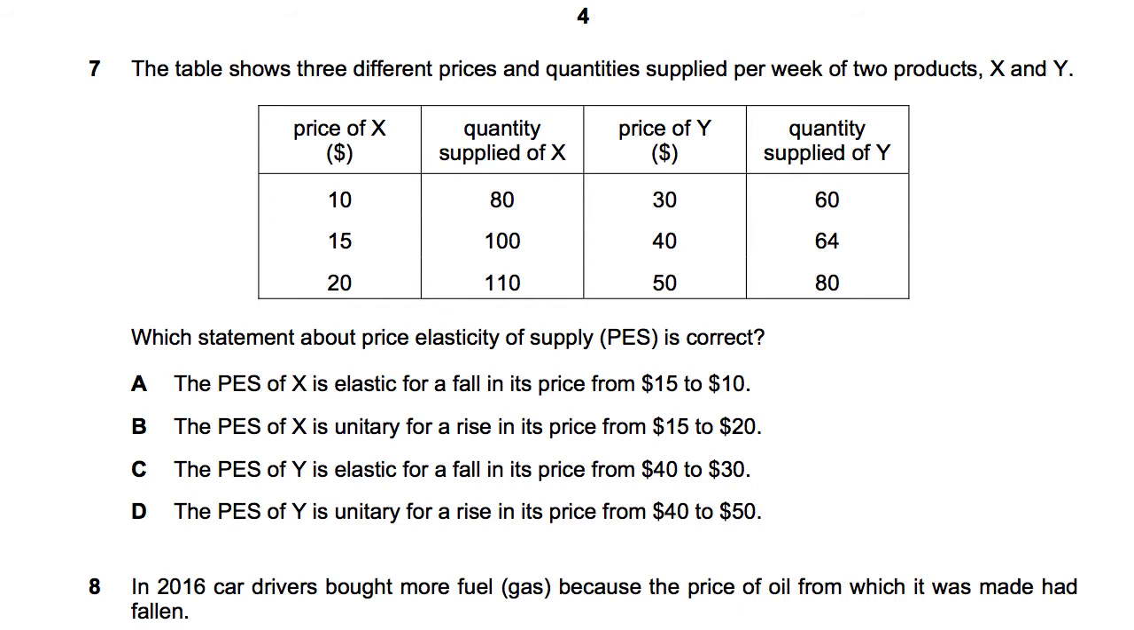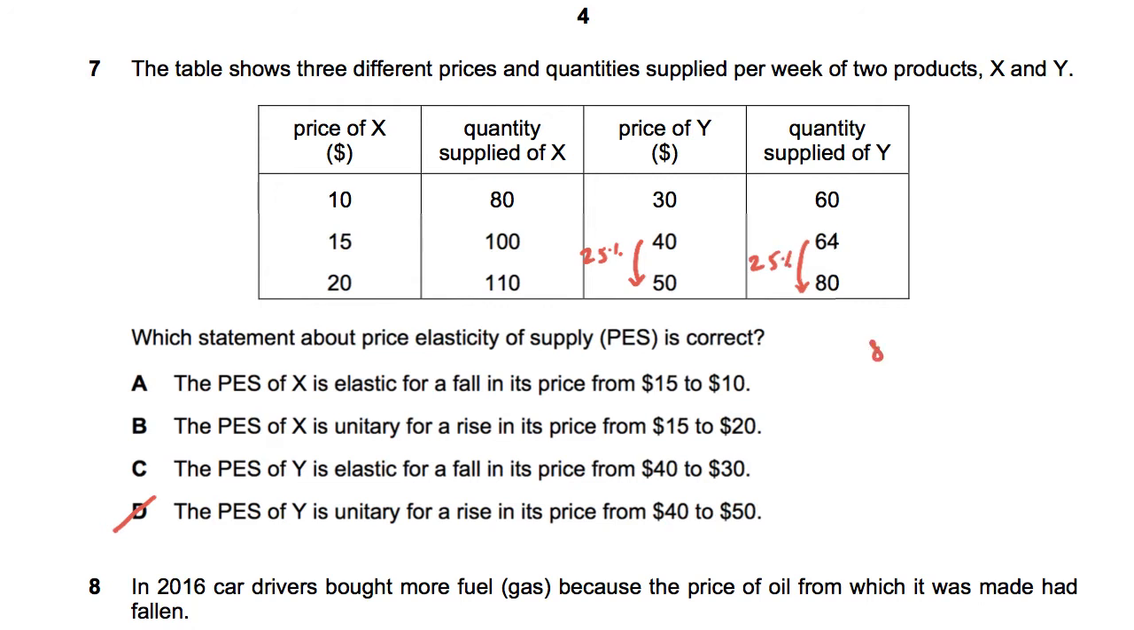In question 7, they gave us price and quantity supplied of 2 goods, X and Y, and they're asking which statement about price elasticity of supply is correct. Well, this requires a lot of solving, but if you look at this one, the answer is D, and the reason is that when the price goes from 40 to 50, that's a 25% increase. You will see the quantity supplied is also going up from 64 to 80, which is also a 25% increase. How do I get 25%?